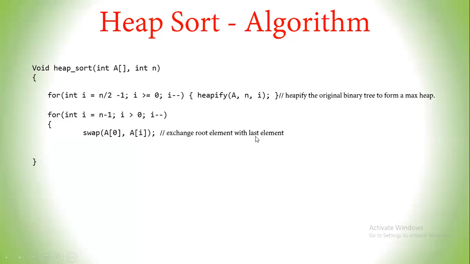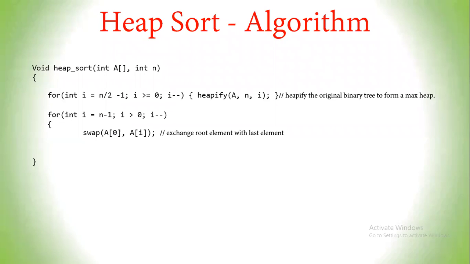We exchange the root element with the last element. Why I call this the last element is that at the end of each iteration of this for loop, the last element will be removed from the binary tree. That's why I call this exchanging the root element with the last element. At this moment you may not be able to grasp this, but with an example you will understand, right? So we exchange the first element with this ith element. i will be given according to the loop value.